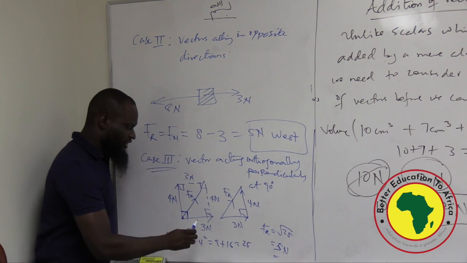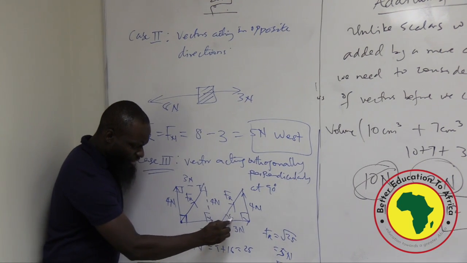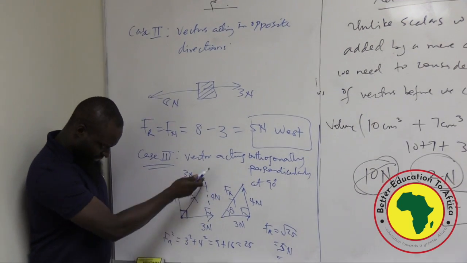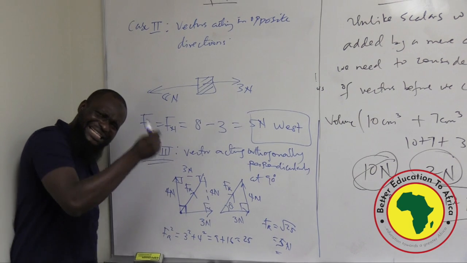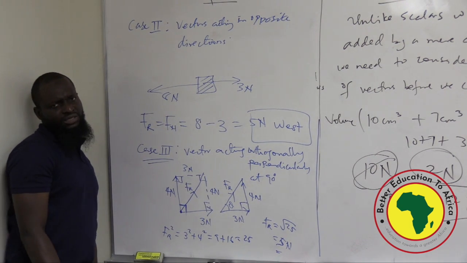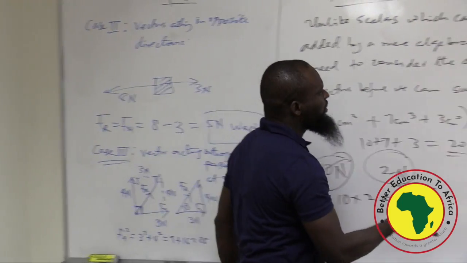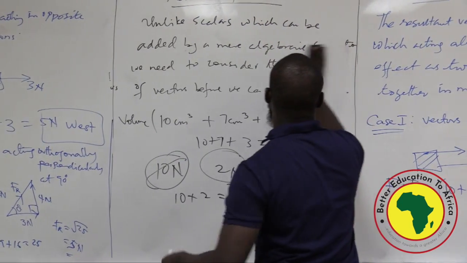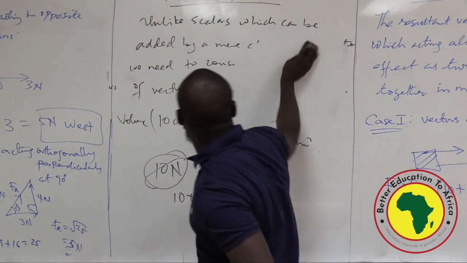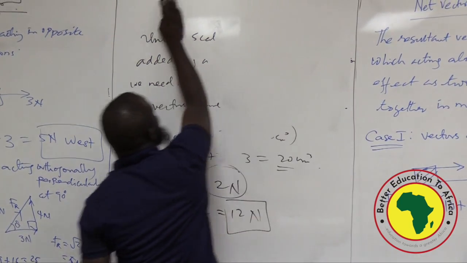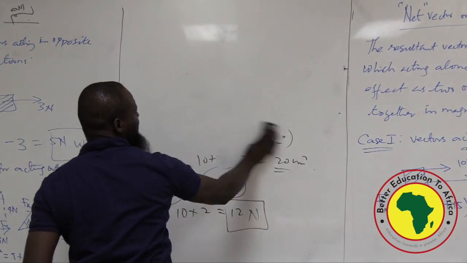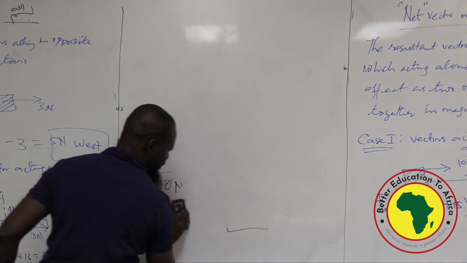I have to get the direction. In this case, the direction is going to be an angle. It's not directly east or west, it's at some angle. So once I get that angle, I have also gotten the direction. So how do I get the angle? This is where we introduce to you the principle called SOHCAHTOA in mathematics, the SOHCAHTOA principle of mathematics.